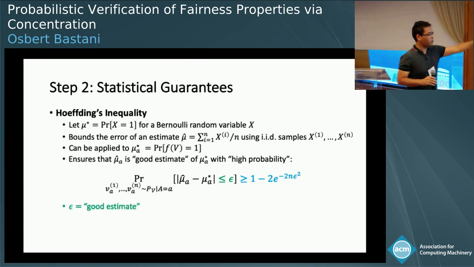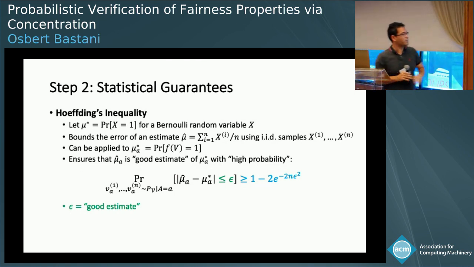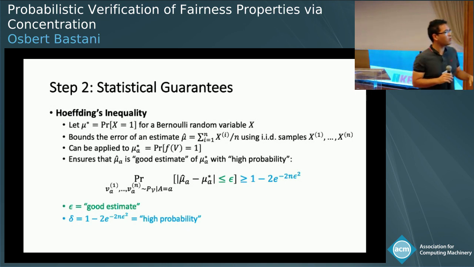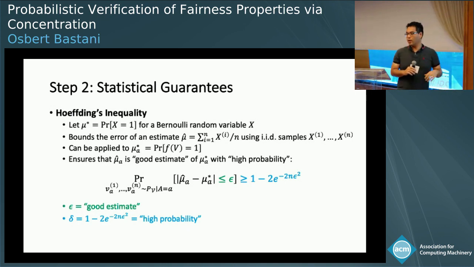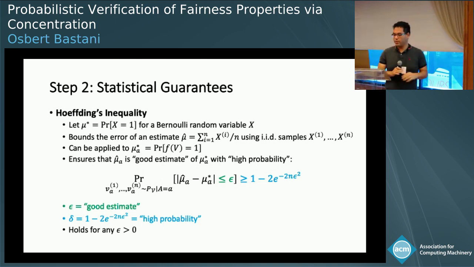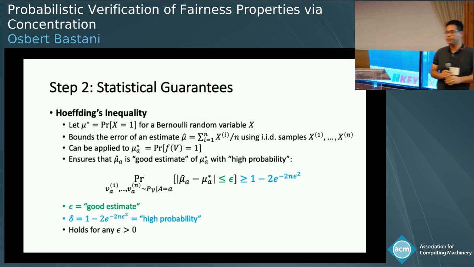Here epsilon is the good estimate portion of the bound. So that says that mu a star is close to mu a hat. And then the part in blue is the high probability part of the bound. So this says that as the number of samples n gets large, we can get as close as we want to mu a hat being a good estimate, holding with probability 1. And this theorem holds for any epsilon greater than 0. So you can plug in whatever value of epsilon you want and get some kind of guarantee here.